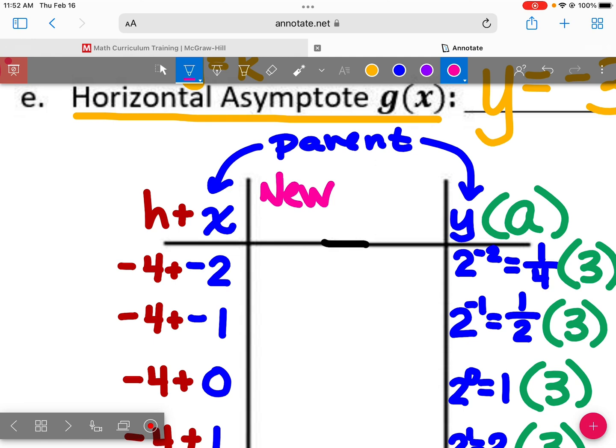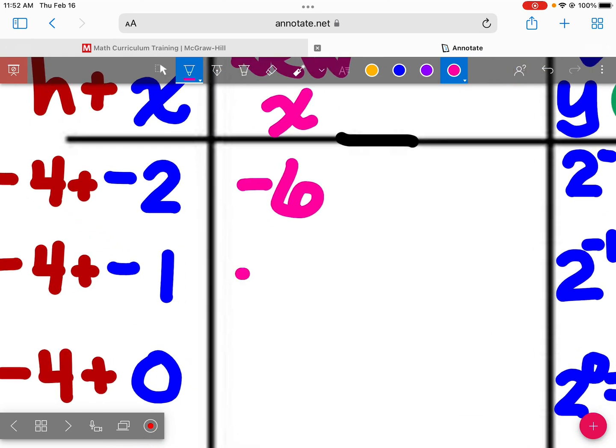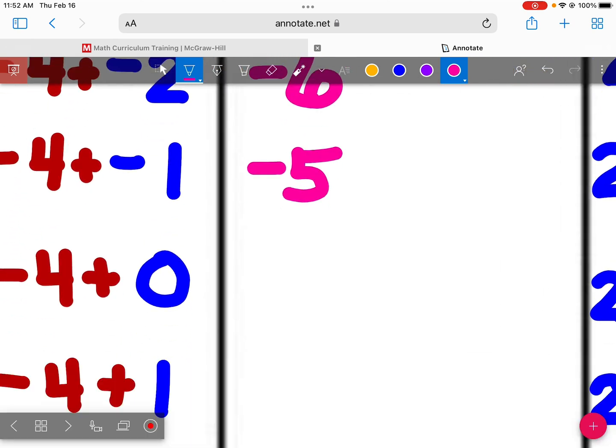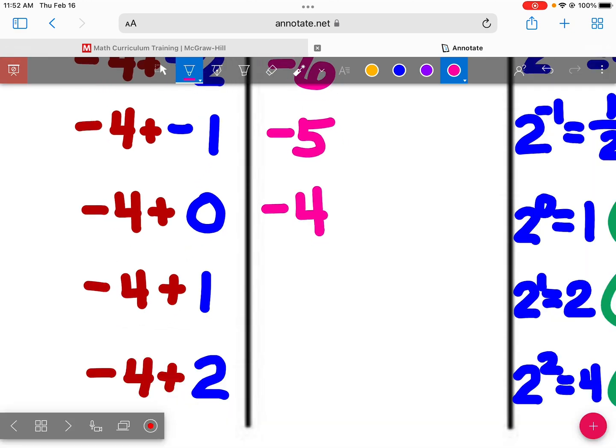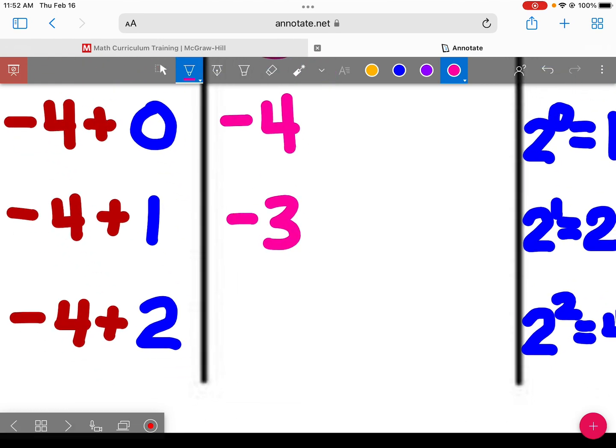So I use that to get my new x's. What is negative 4 plus negative 2? Negative 6. What is negative 4 plus negative 1? Negative 5. What about negative 4 plus 0? Negative 4. Negative 4 plus 1. Negative 3. And negative 4 plus 2. Negative 2. That's my new x's. Notice these are all 4 to the left of the ones in blue.